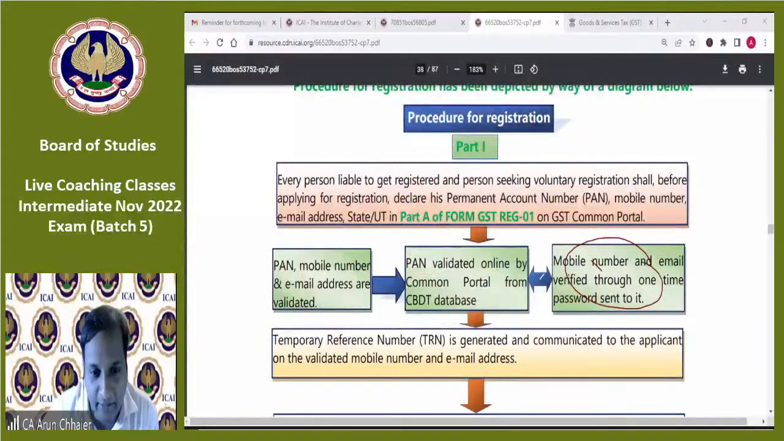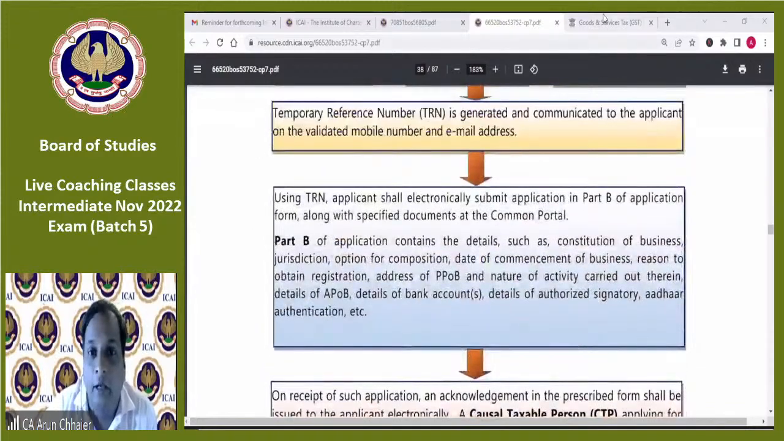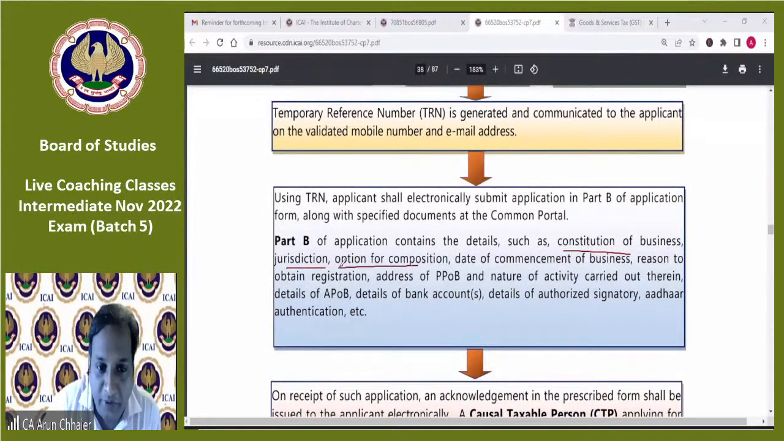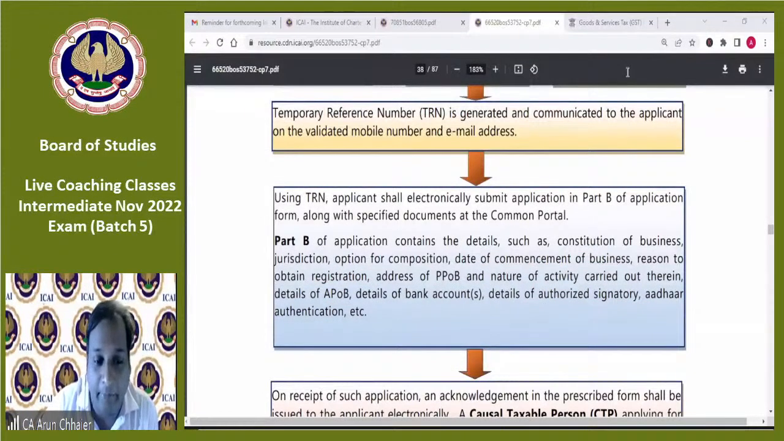Mobile number, email, and TRN number would be generated. Once the TRN number is generated, then what happens? You need to complete Part B. What is Part B? That is the constitution of the business, jurisdiction, option for composition, date of commencement of the business, reason for obtaining the registration, principal place of business, nature of activity, additional place of business, bank account, authorized signatory, Aadhaar number, etc. So you need to fill in the details in Part B.